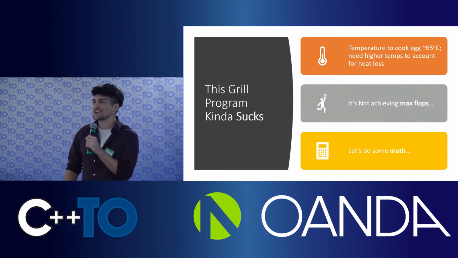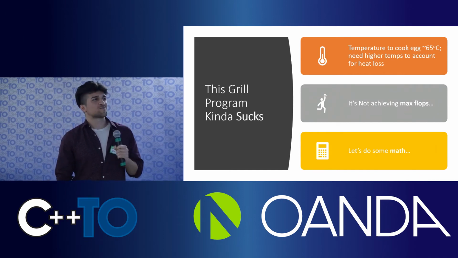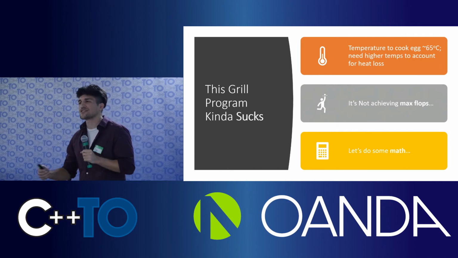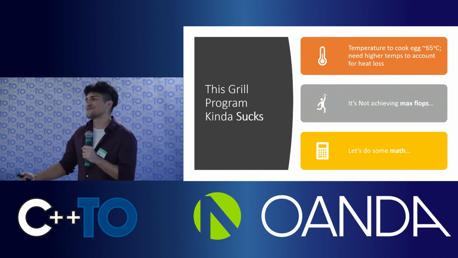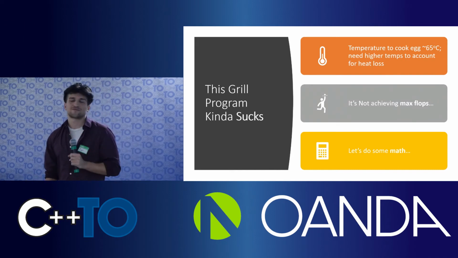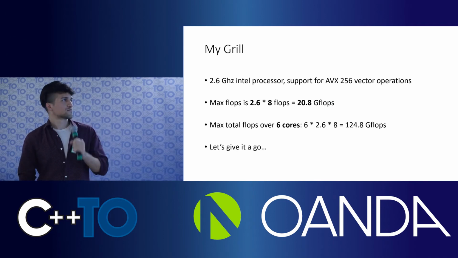The temperature to cook an egg is actually around 65 degrees Celsius. We're achieving 76, but we need to account for the temperatures. There's a lot of heat loss, thermodynamics, blah, blah, blah. And a big reason for this is we're not actually achieving peak flops. So let's do some math. Okay, so this is my grill.